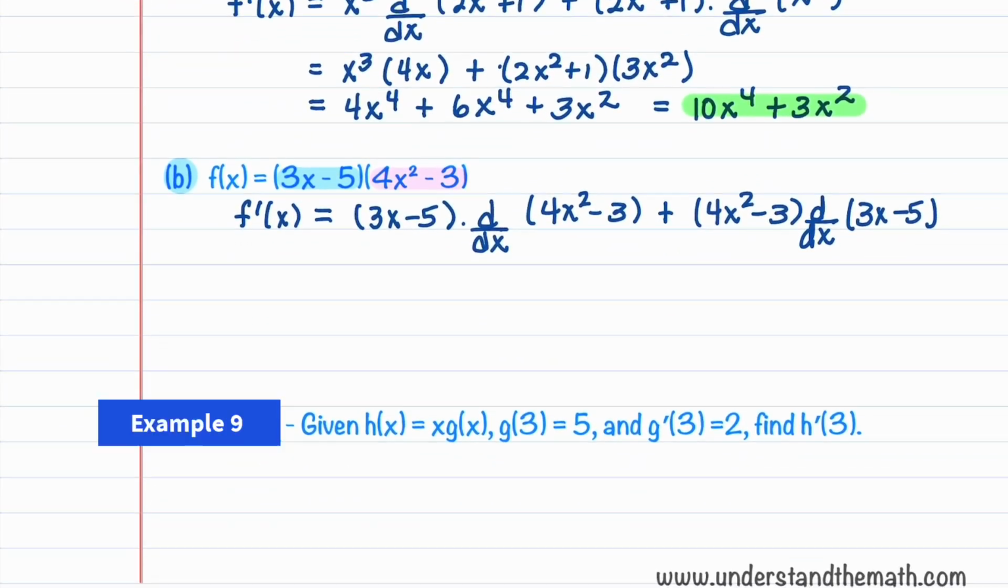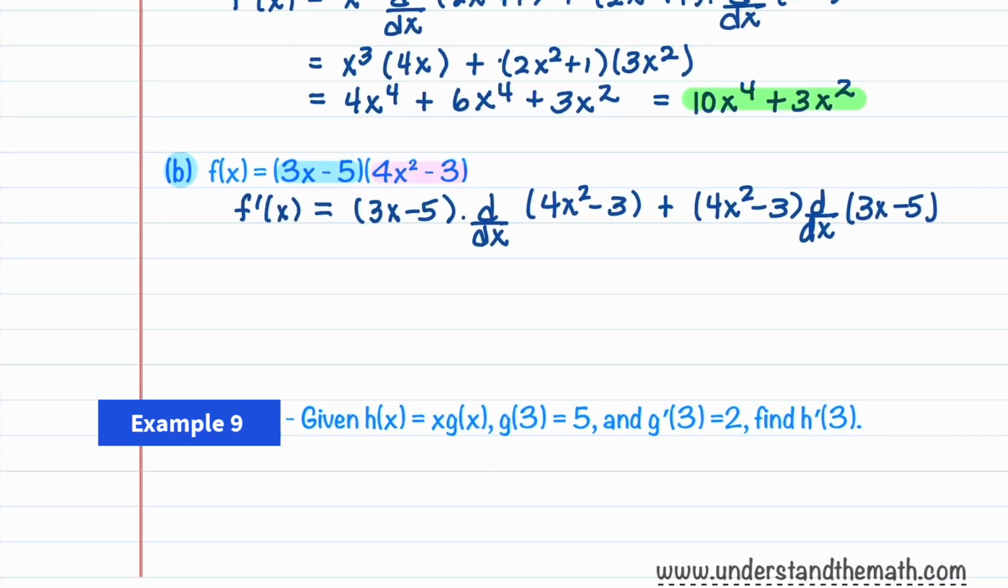After you get used to doing this, you can probably not write down this step and just do the derivative in your head. We now have 3x minus 5, and then the derivative of 4x squared is going to be 8x, and the derivative of minus 3 is 0. And then we have 4x squared minus 3 times the derivative of 3x minus 5, which is just 3.